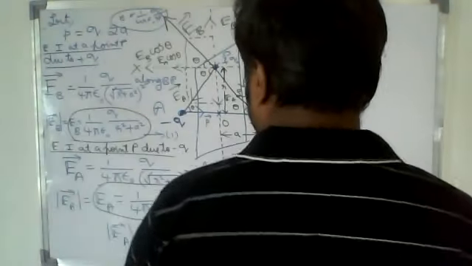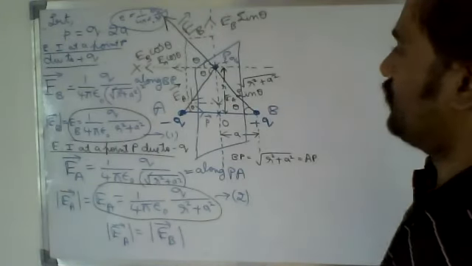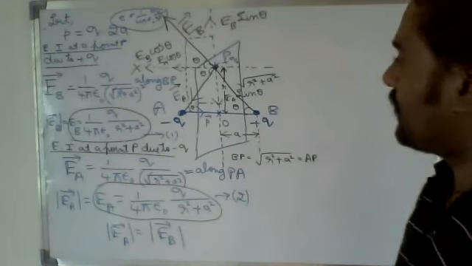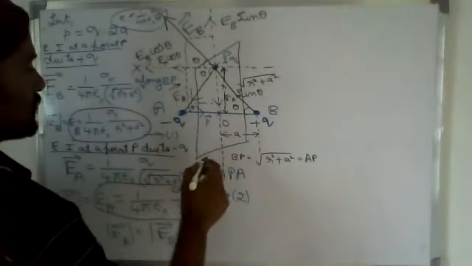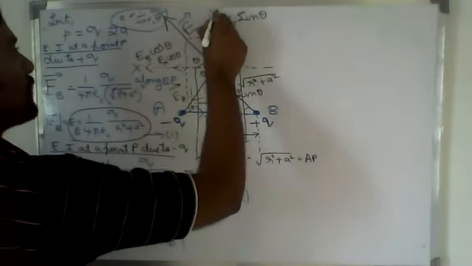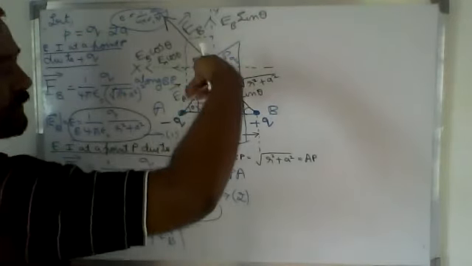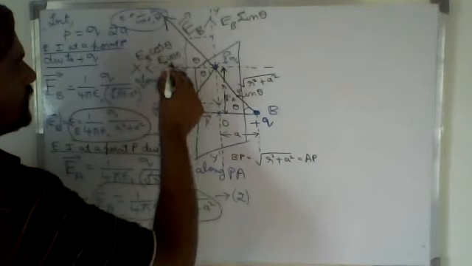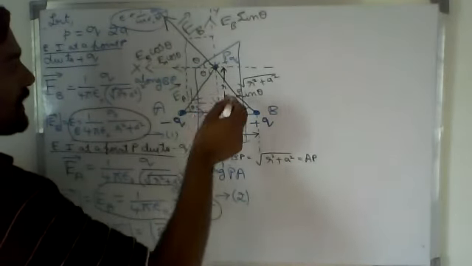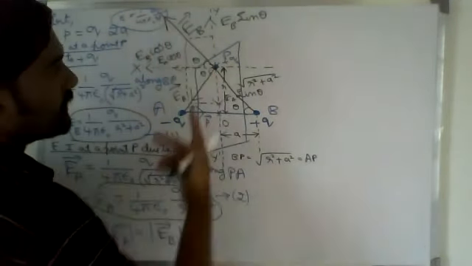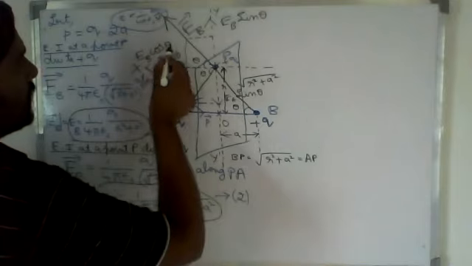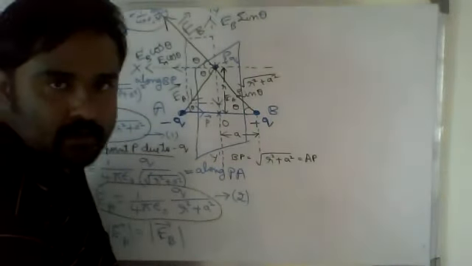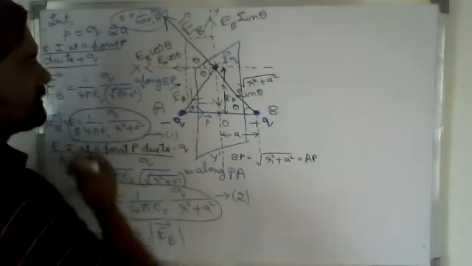So EA vector splits into two rectangular components. One is EA sin theta, which is along, let's consider this as y dash. This one is y. So EA cos theta is along PX direction, EA sin theta is along PY dash direction. And EB vector is also split into two rectangular components, EB sin theta along PY direction, and EB cos theta along PX direction.